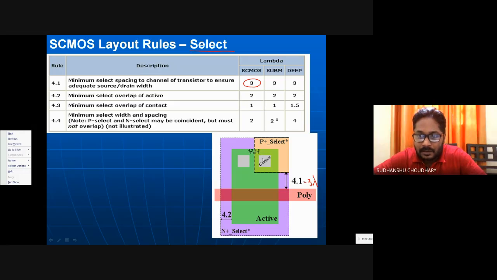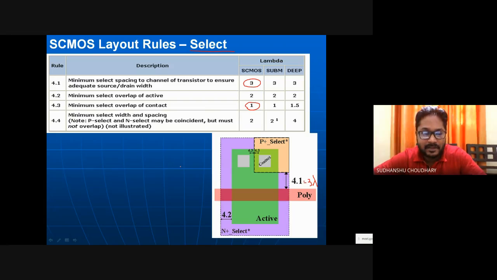Similarly, if there are contacts, that is, if you have a connection between the P select region, and the bottom one is the N select region, again the spacing rule, that is the surround rule, comes into picture here. The spacing between the edge of the outer material, that is P select, and the inner material, that is contact, should be at least 1 lambda.